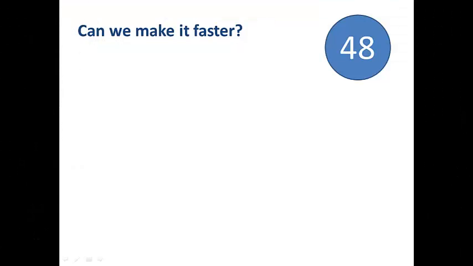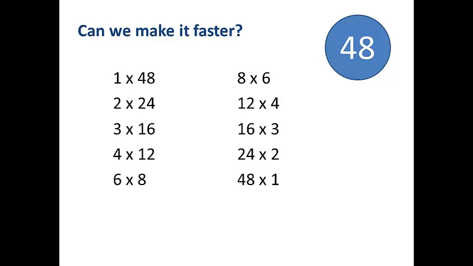So how can we make the program even faster? Well, let's look at a number 48, and let's look at all the factors for 48. So if you start at 1 and look at all the factors for 48, 1 times 48 is equal to 48, 2 times 24, 3 times 16, 4 times 12, 6 times 8, and so on.